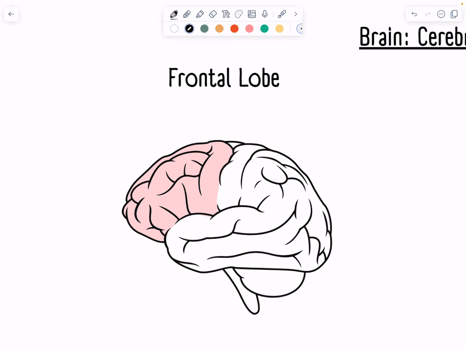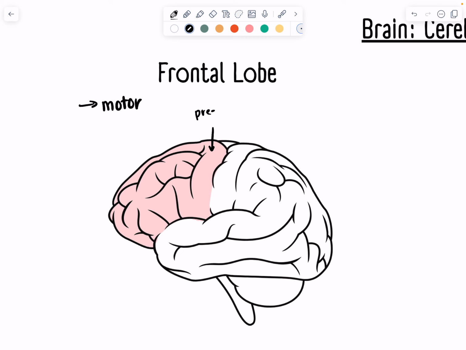Now there are a lot of different things that the frontal lobe does, but we're going to talk about some of the main key functions. When I think of the front of anything, I'm thinking motor. So the frontal lobe is really responsible for a lot of our motor actions. The pre-central gyrus that I talked about a second ago is the location where we find our primary motor cortex.